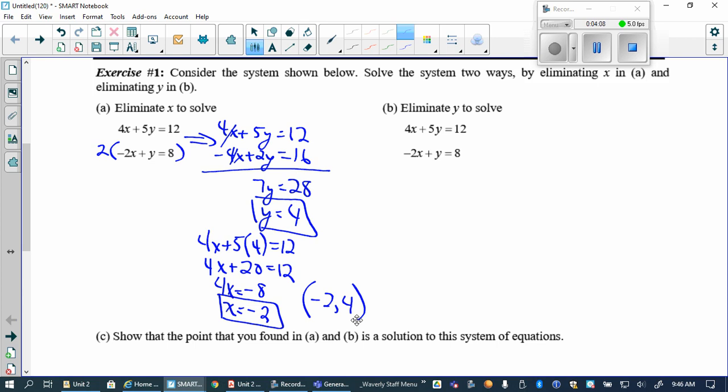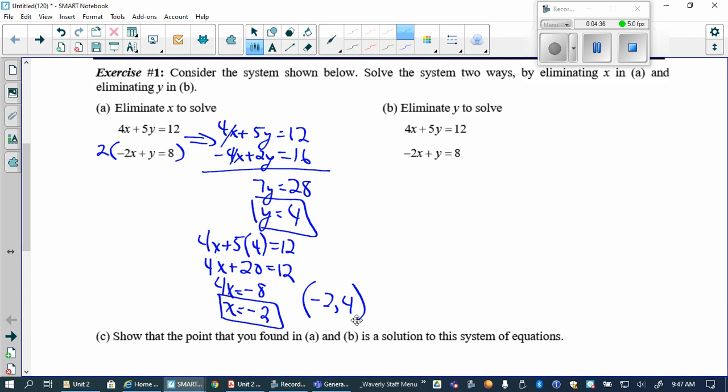Okay. But I want you guys on your own to try part B here. Can I add them as they are? Oh, wait, that's the same one. This one said eliminate. We got lucky. We eliminated x because it said to. All right, same thing, but now what do they want to do? Eliminate y. So we can do either.